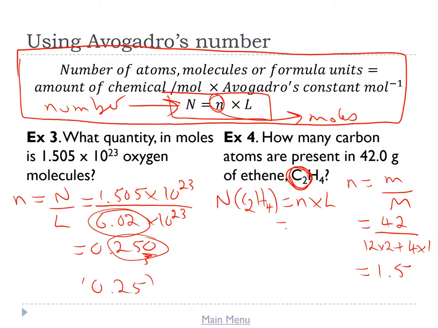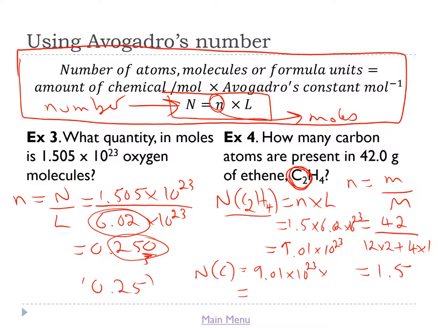Okay, so we're going to say 1.5 times Avogadro's number, 6.02 times 10 to the 23. And that's going to come to 9.01 times 10 to the 23 molecules of ethene. So the number of carbon atoms equals that times 2. So we're going to say 9.01 times 10 to the 23 times 2. And that is going to come to 18.02 times 10 to the 23, i.e.